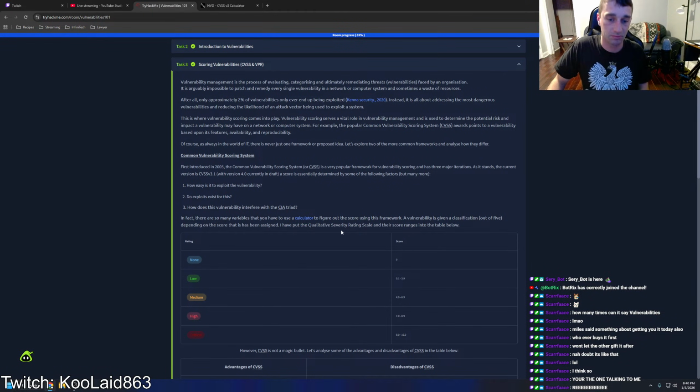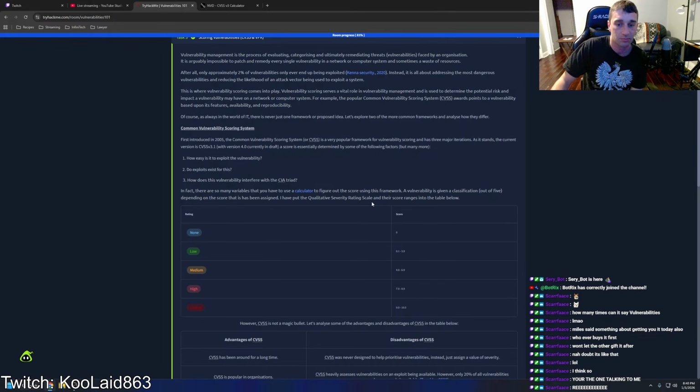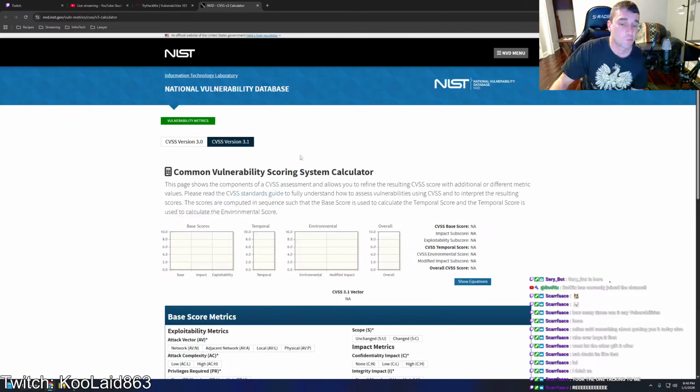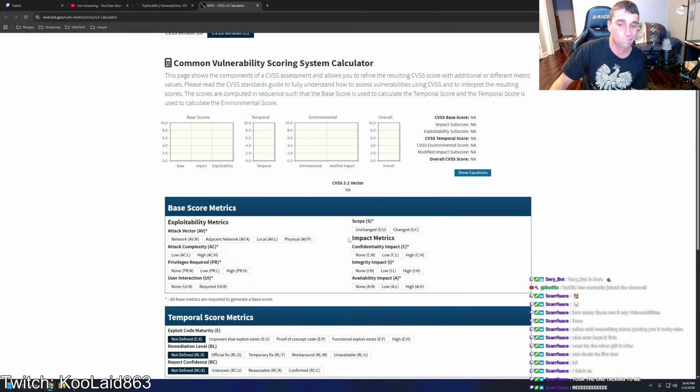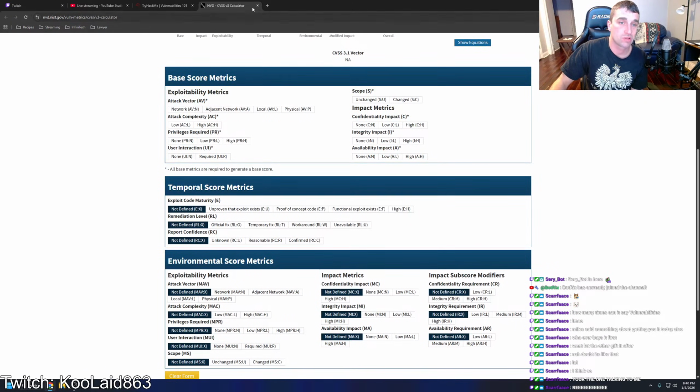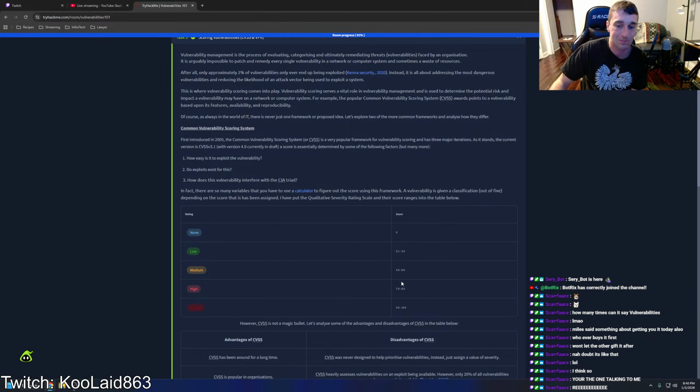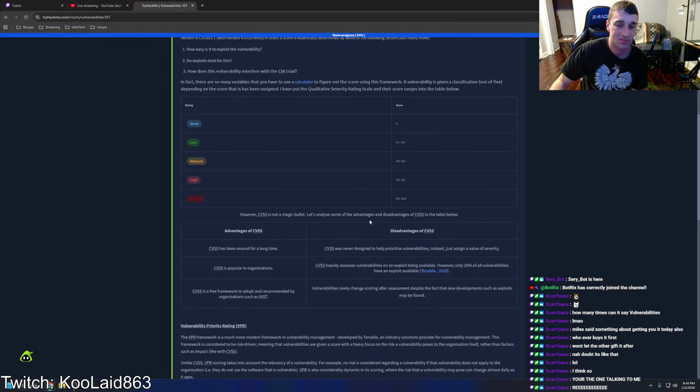I have put a quantitative severity rating scale and their score ranges into the table below. Rating, score: none 0, low 0.1 to 3.9, medium 4.0 to 6.9, high 7.0 to 8.9, critical 9.0 to 10.0. However, CVSS is not a magic bullet.